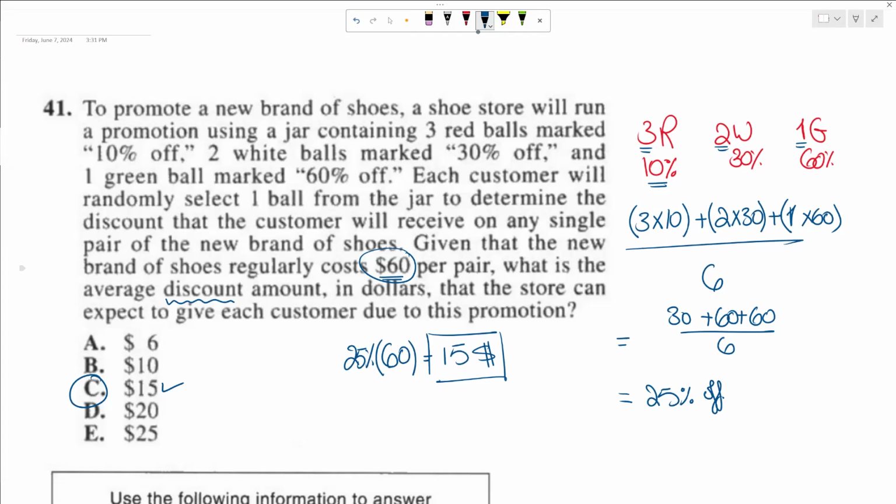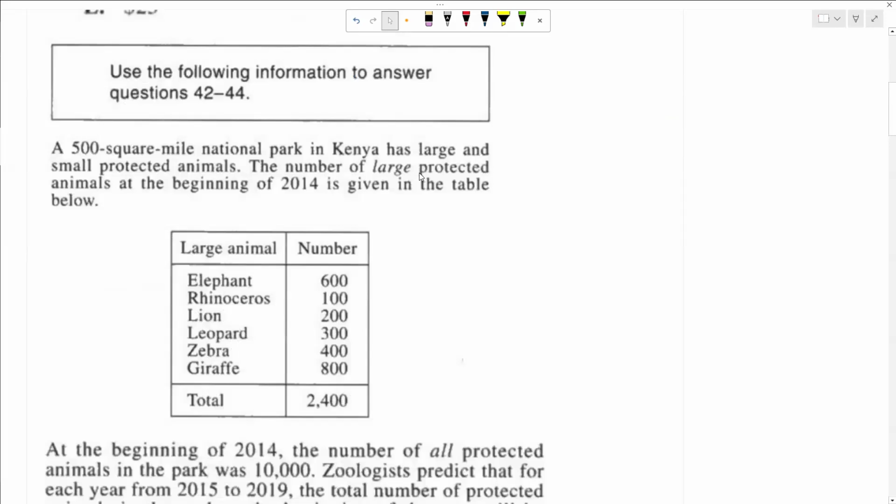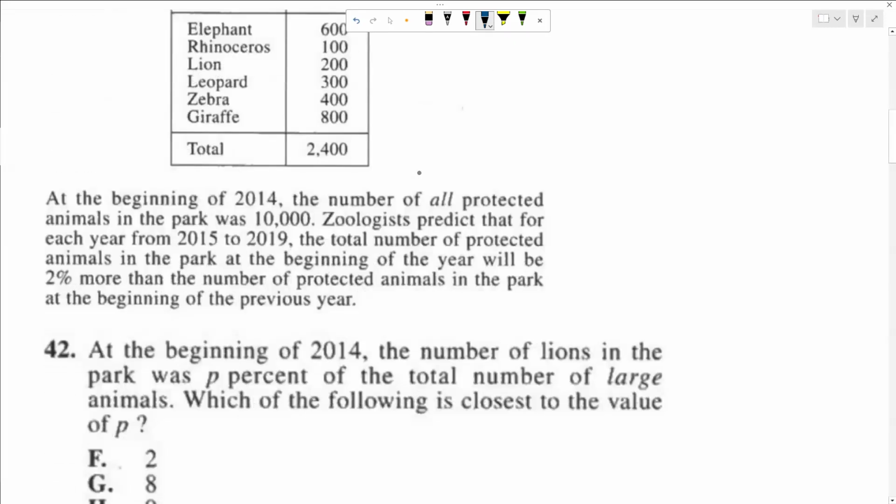Right, moving on. They're saying, using the following information, a 500 square mile national park in Kenya has large and small protected animals. The number of large protected animals at the beginning of 2014 is given here. At the beginning of 2014, the number of all protected animals, all means large and small, was 10,000. Zoologists predict that for each year from 2015 to 2019, the total number of protected animals in the park at the beginning of the year will be 2% more than the number of protected animals in the park at the beginning of the previous year. So apparently it is increasing by 2% each year.